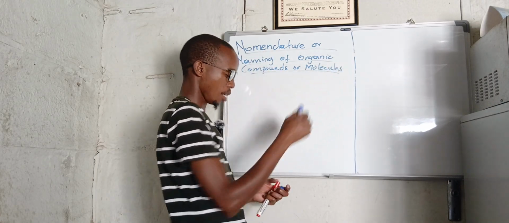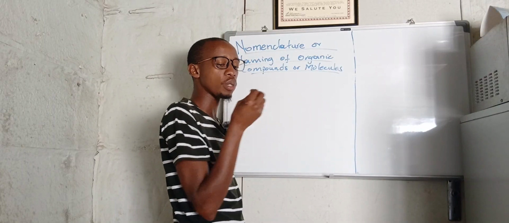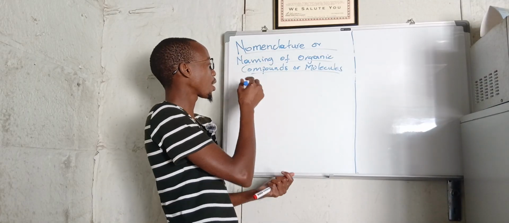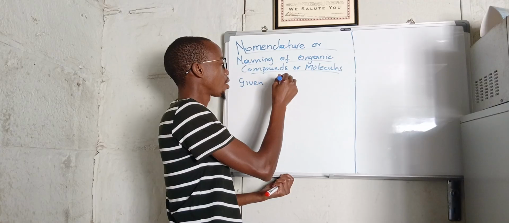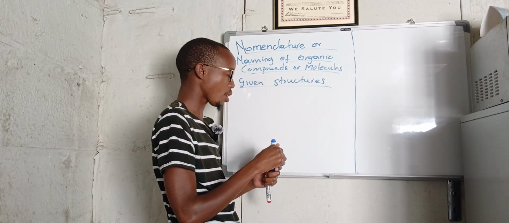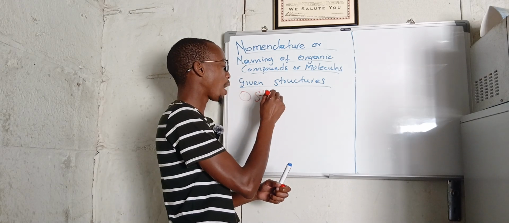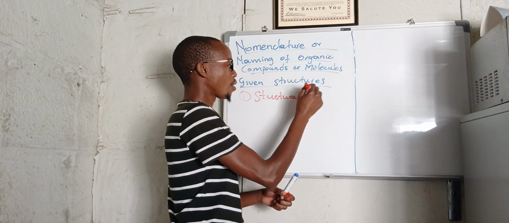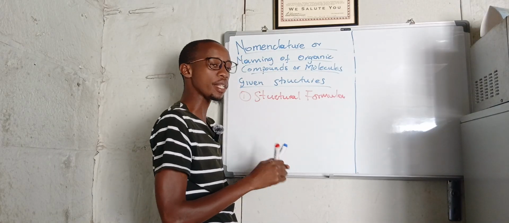Underline. Yes. So meaning the examiner is going to give you structures in different forms. You'll be given structures. We have two types of structures. We have what we call structure number one, structural formula. Meaning this one is an explicit structure.